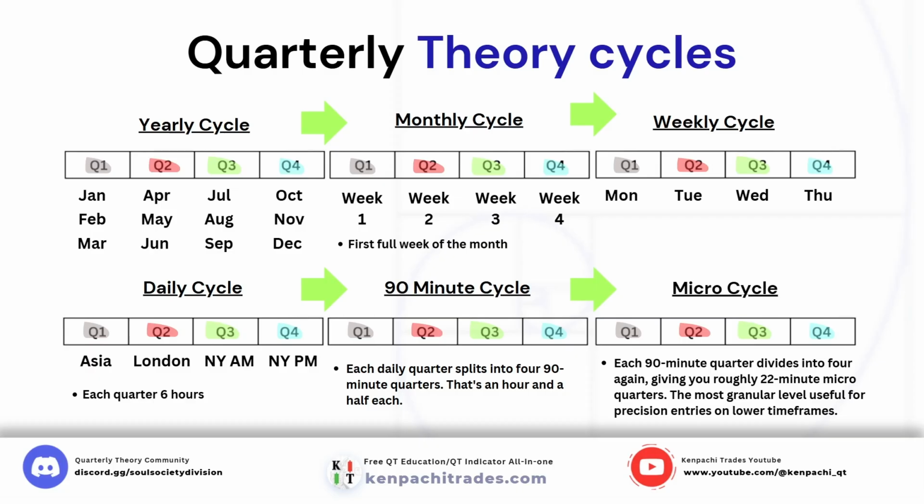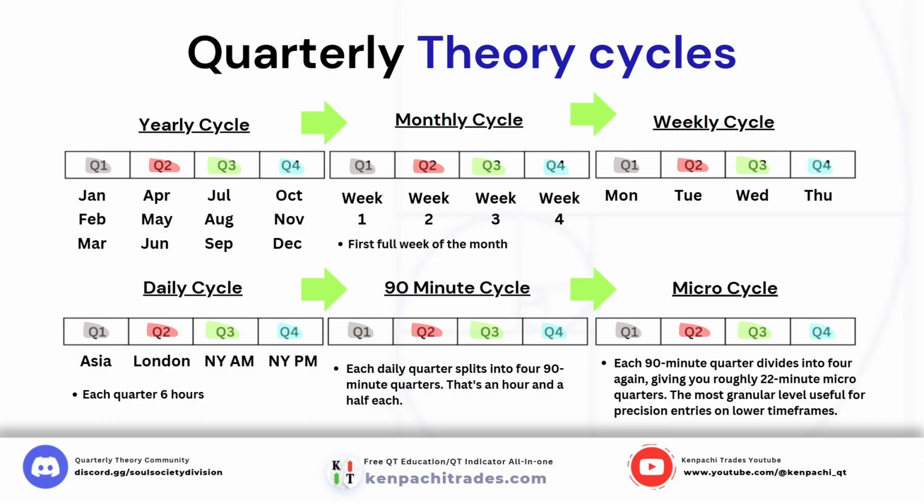The next cycle is the weekly cycle, where Monday is Q1, Tuesday Q2, Wednesday Q3, and Thursday Q4. Friday isn't a quarter. Friday has its own unique role. It doesn't count as a quarter in a weekly cycle.